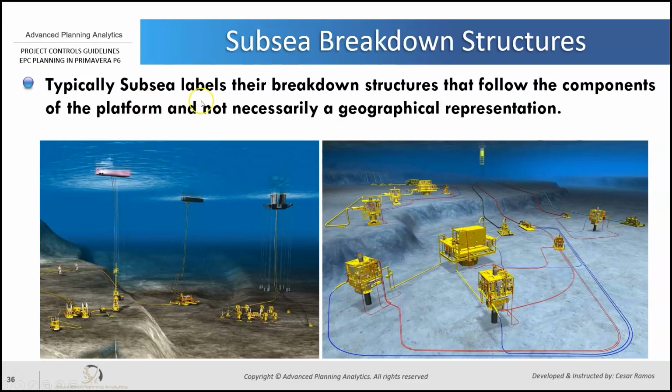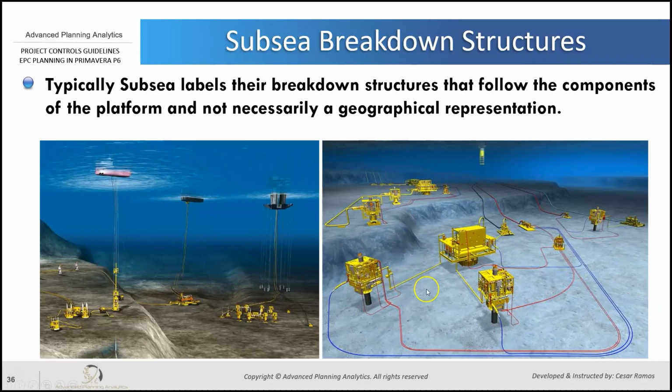Subsea typically labels their breakdown structures to follow the components of the platform and not necessarily a geographical representation. So subsea is laid out over a whole plot of land, which could be considered geography, but the way it's tracked, you track the components themselves. For example, we have these wellheads, and then we have these jumper lines. Then you have flow lines and risers, the installation of these risers, and all the terminology with the subsea equipment is very interesting.